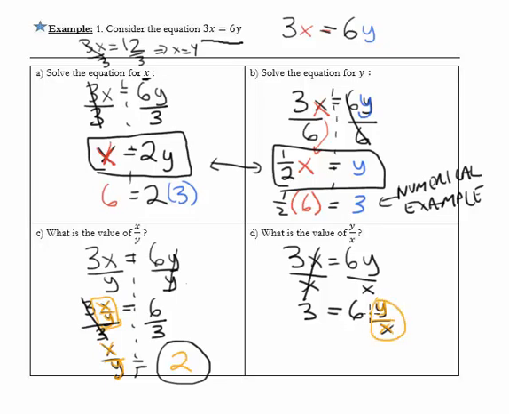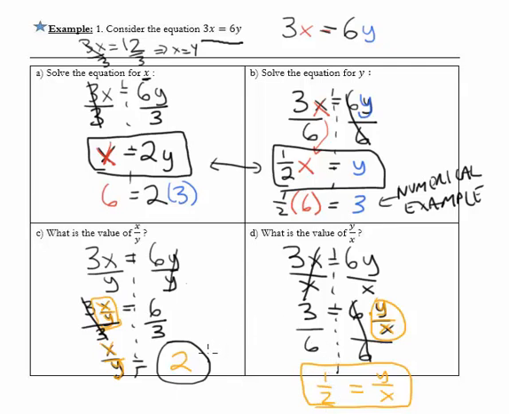So 6 times the thing that I want, right? And how do I get rid of the 6? Well, they're multiplying, so let's use inverse operations. Divide both sides by 6, and these cancel, and we end up with y over x equals 3 divided by 6, which is just 1/2, okay?